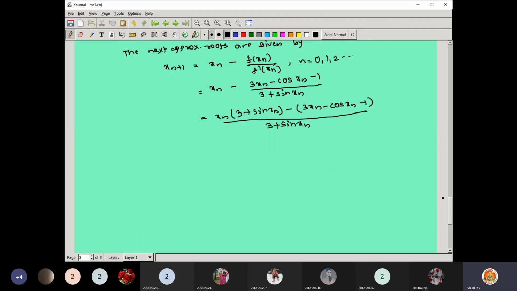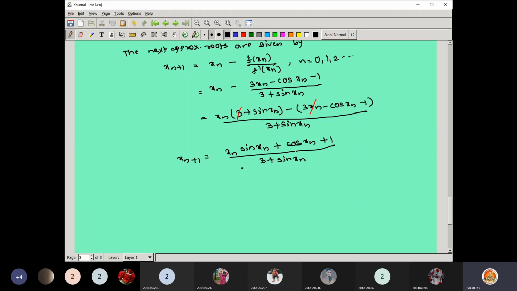You try to give me the answer here. Shall I write directly? 3 x n is cancelled here, so plus 3 x n minus 3 x n is over and there are no other cancellations. So it is x n sin x n, then minus into minus plus cos x n, and plus 1, total divided by 3 plus sin x n. This is the simplification of your x n plus 1.